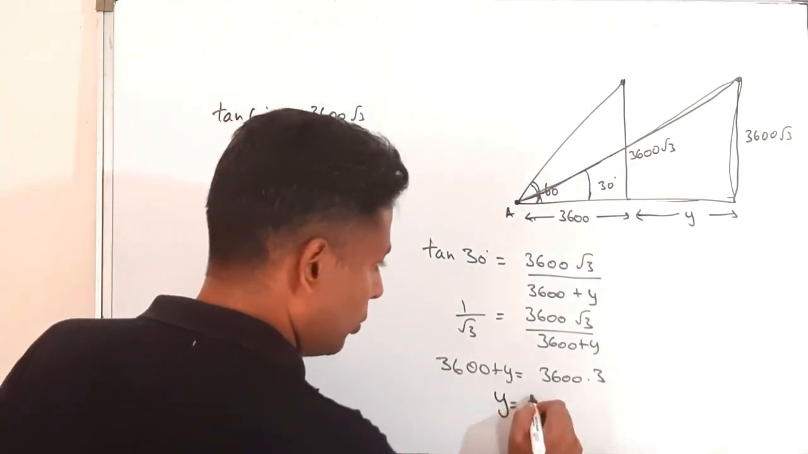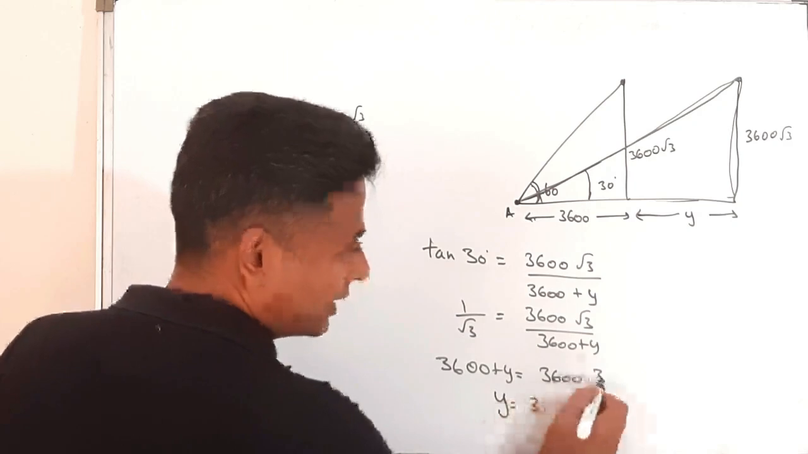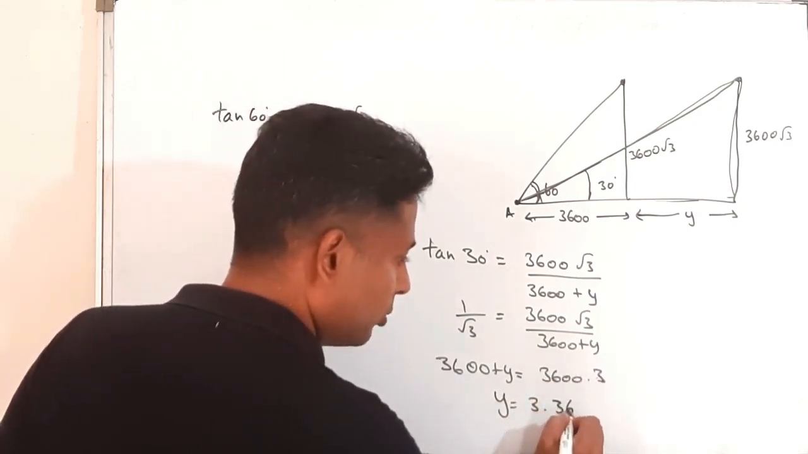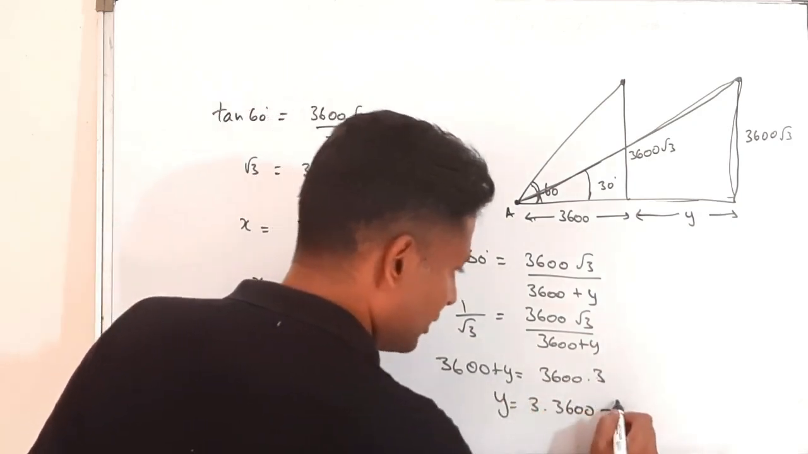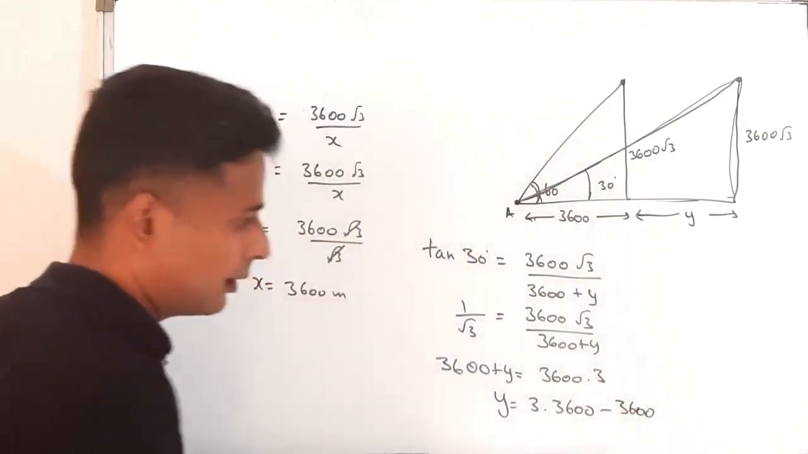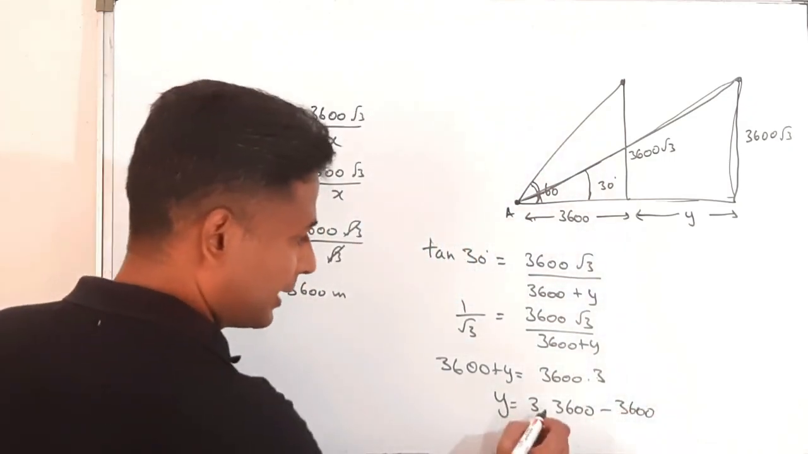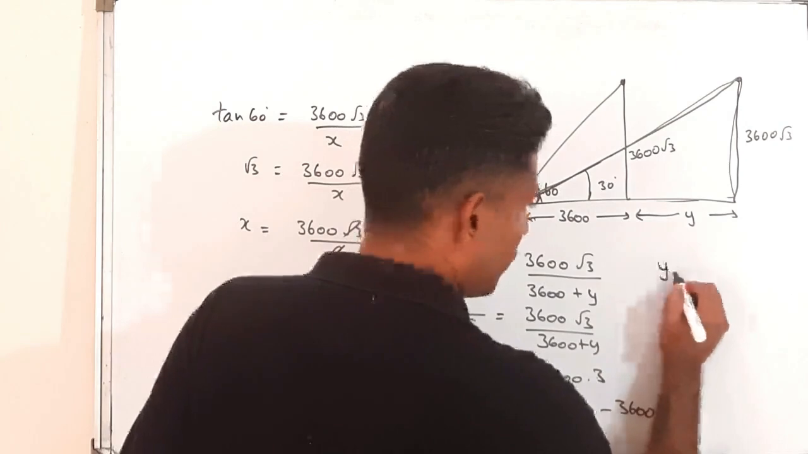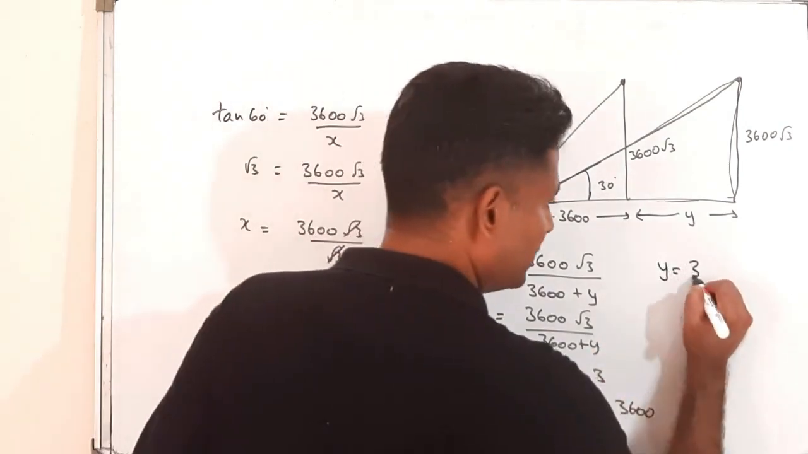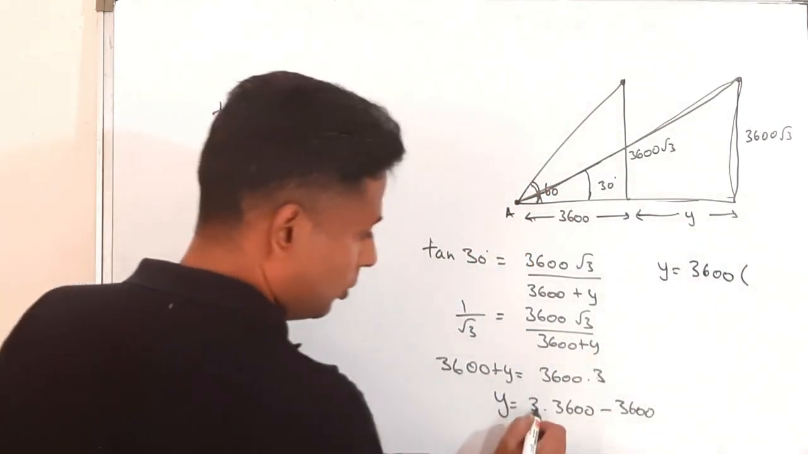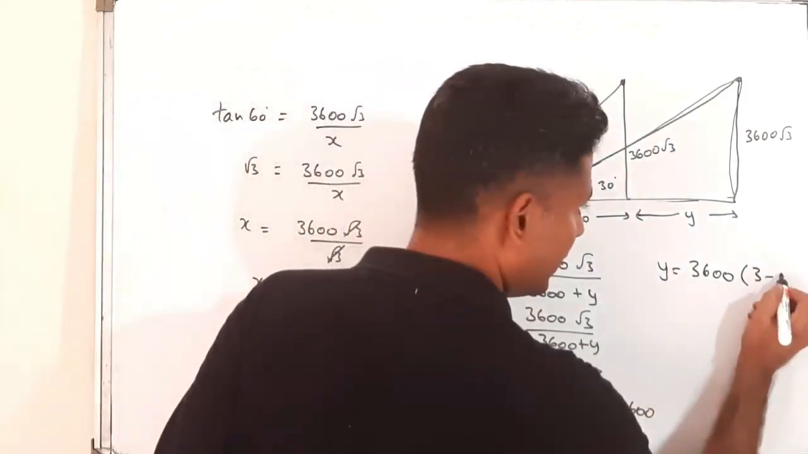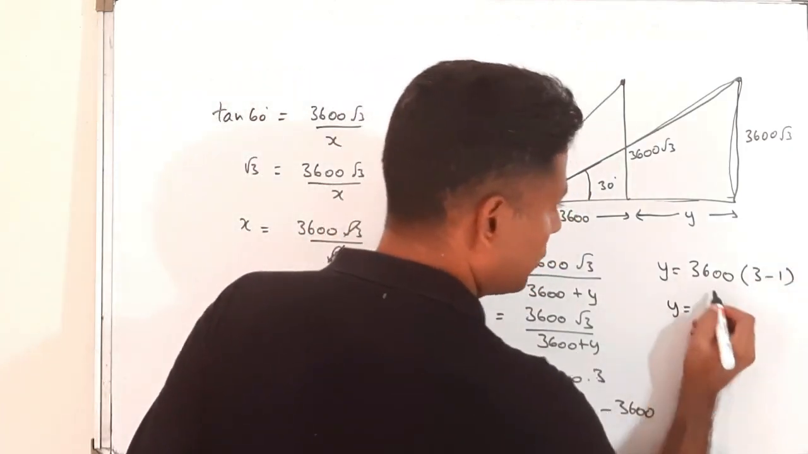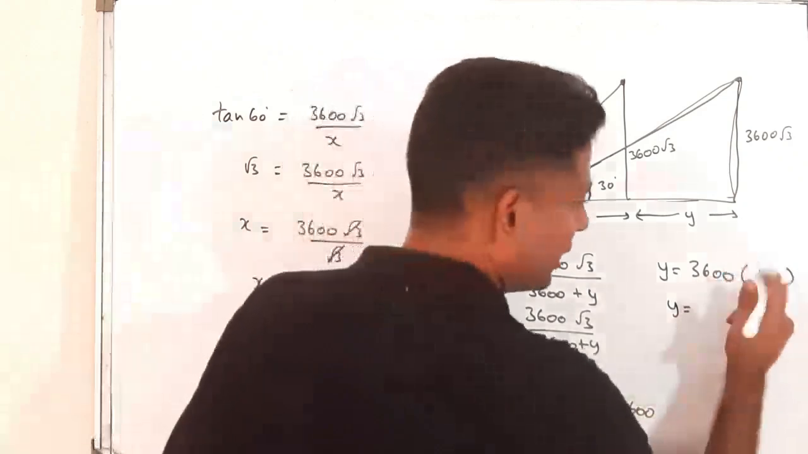Now y equal to, this into this can be written as this into this. So 3 into 3600 minus 3600, I just kept it like that. So what is common? 3600 is common. So 3600 into 3 minus 1 you will get. So y equal to 3600 into 3 minus 1, and 3 minus 1 is 2.